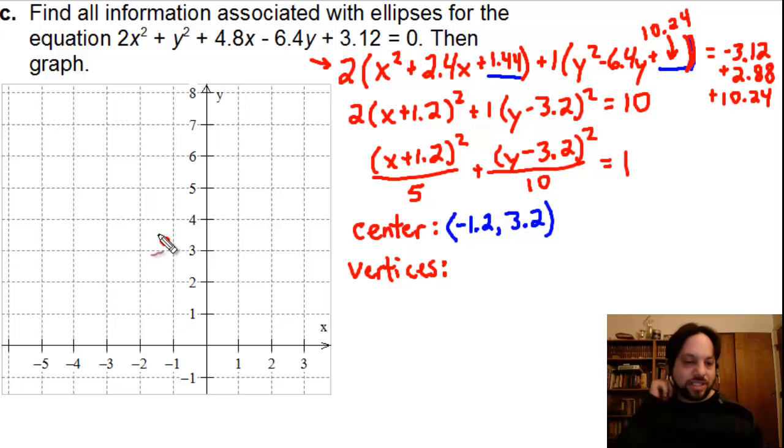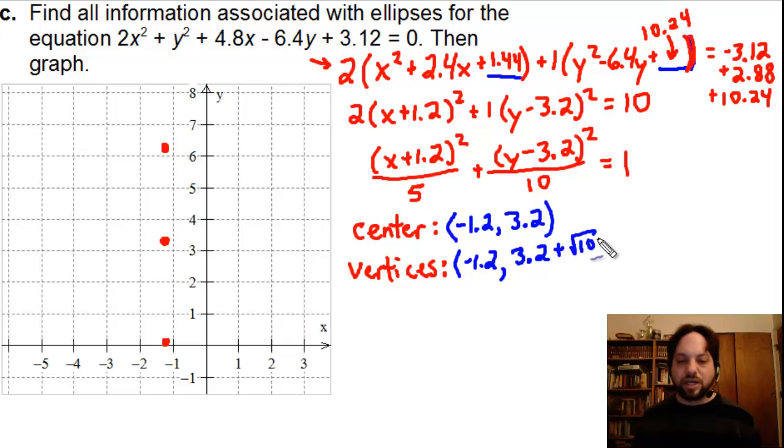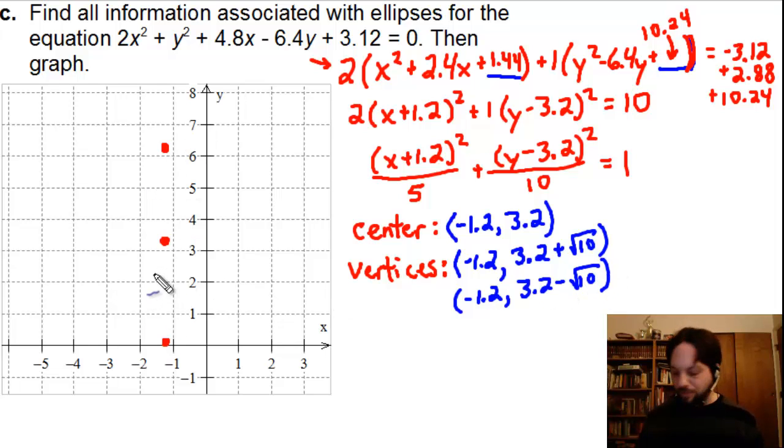Now, I actually worked this out earlier, and if I go up the square root of 10, I'll have a y value of about 6.3, and if I go down, I'll have a y value of just over 0. So that's what that's going to look like. Now, how do I write these vertices? They're going to be negative 1.2, and what I'll have here is 3.2 plus the square root of 10. That'll be one vertex, and then the other vertex will just be 3.2 minus the square root of 10. And you can check those for yourself, that is where they belong.